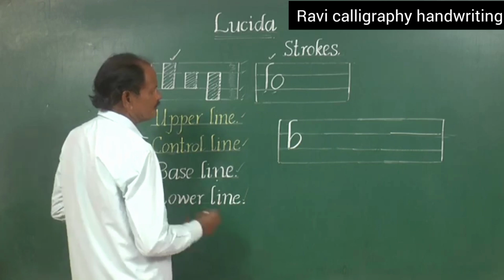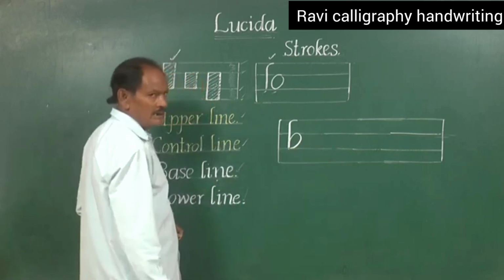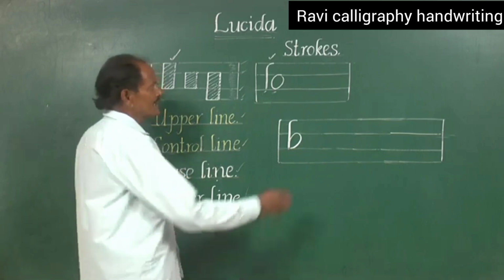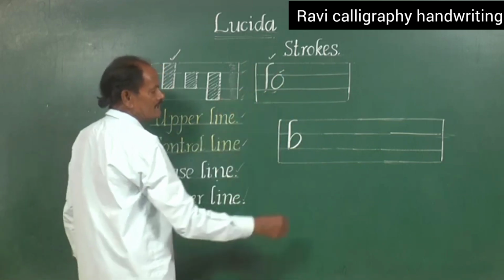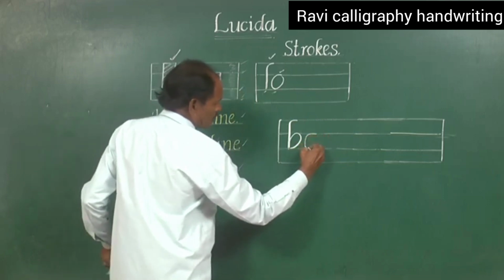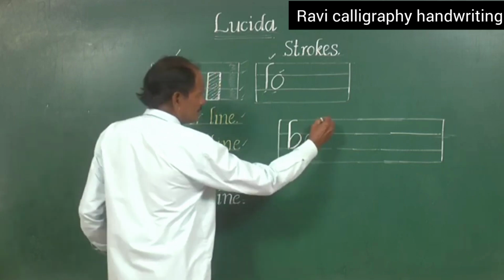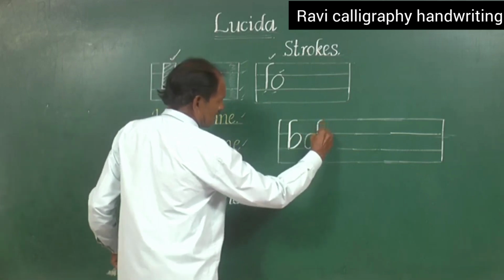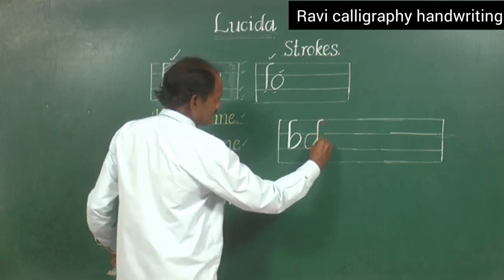Okay, next, the second upper zone letter is D. D is also written with the help of the oval shape and the upper zone stroke. One is the oval shape, like this we have to write, and the second stroke is an upper zone stroke. We have to write it like this, the upper zone stroke.